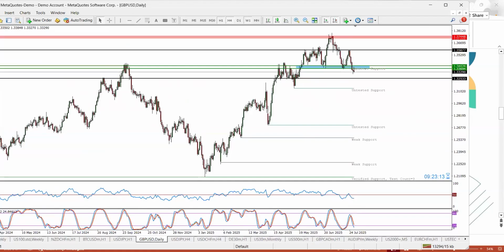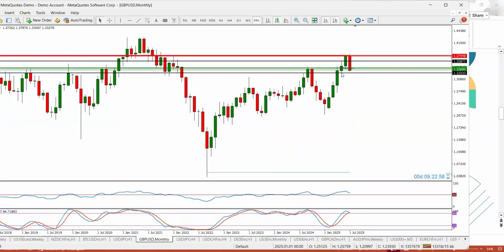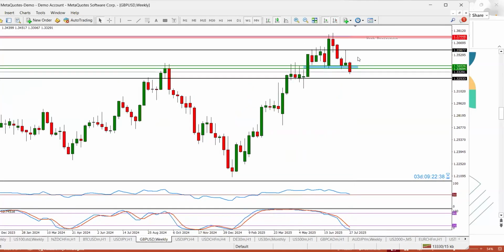Now let's go to our PowerPoint and see what we have done. So for our talking point, for the time frame, we've done our top-down analysis from the monthly time frame, right? We've identified that the trend is a downtrend. How did we do that? We went to the monthly time frame and we clearly saw a very big bearish candle. It means that from the 1st of July, GBP USD has been, look at it here. The previous candle was 1st of June. This one is 1st of July. Look at it. It has been selling, right? So it has been on a downtrend, monthly downtrend.